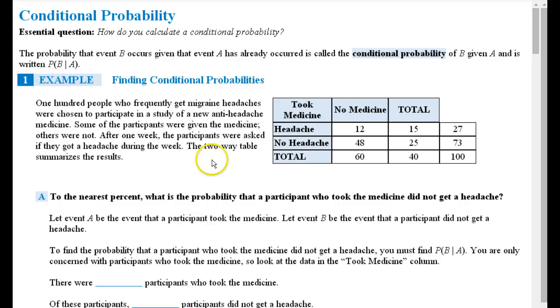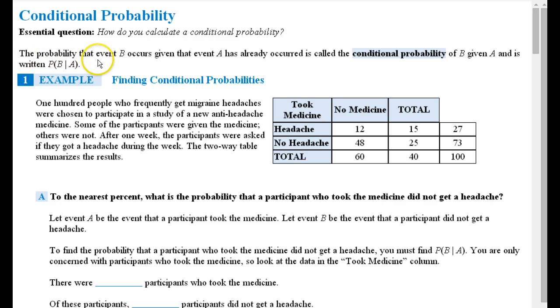And we want to make sure we're really good at understanding what a conditional probability is, and really make sure that this is the essential question right here. How do you calculate a conditional probability? Very important to understand that, how to calculate it. So you have to know what it is and how to calculate it.